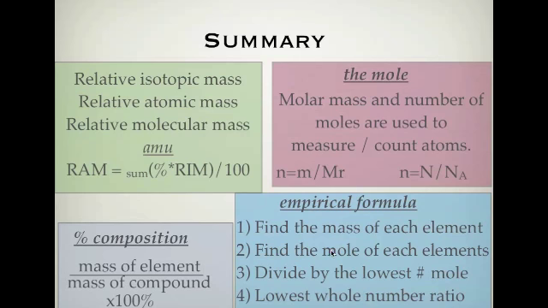Second of all, find the number of moles of each of the elements. Thirdly, divide by the lowest number of moles. And lastly, find the lowest whole number ratio for those elements, and then you can put it together as your empirical formula. That's a summary of what we've covered.